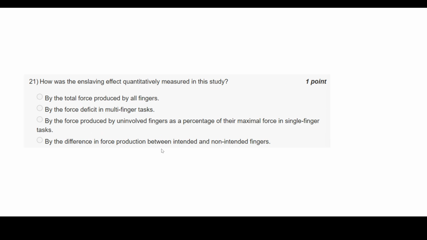How was the enslaving effect quantitatively measured in this study? By the total force produced by all fingers, by the force deficit in the multi-finger task, by the force produced by uninvolved fingers as a percentage of the maximal force in the single finger task, or by the difference in force production between the intended and non-intended fingers. This question pertains to the first paper. The answer is by the force produced by uninvolved fingers as a percentage of their maximal force in a single finger task.